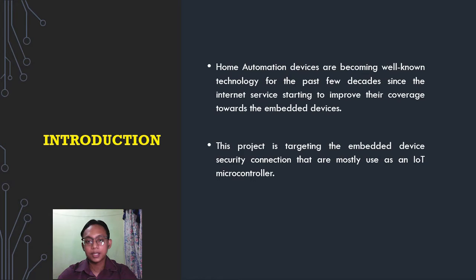Nowadays, we can see that home automation devices have become well-known with the growth of new technology in the past few decades. The internet service is starting to improve, and now devices can be controlled wirelessly and remotely. This is called home automation or the Internet of Things.